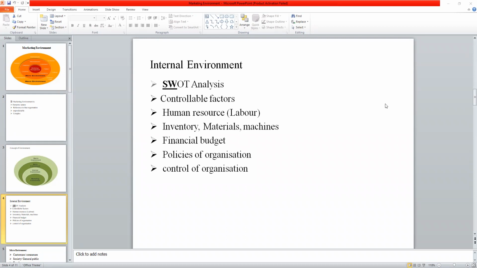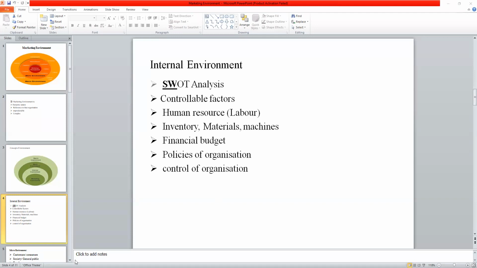Similarly, control of the organization: how the organization thinks of controlling the aspects, whether it goes for decentralization or centralization. That is, whether individual units are given the responsibility to take decisions on behalf of the company, or whether there is only a centralized approach, where for every decision the manager has to take approval from the center and move ahead. So all these things affect the functioning of the organization.